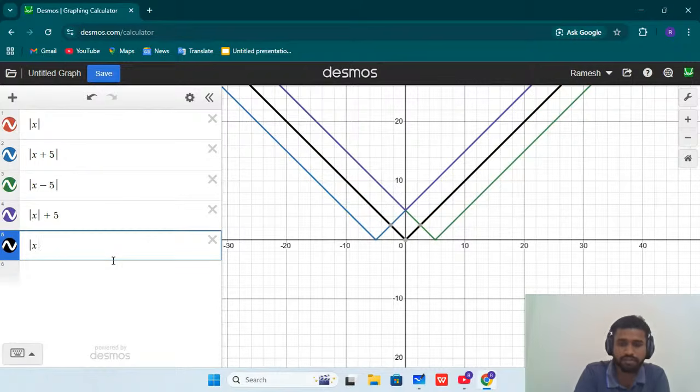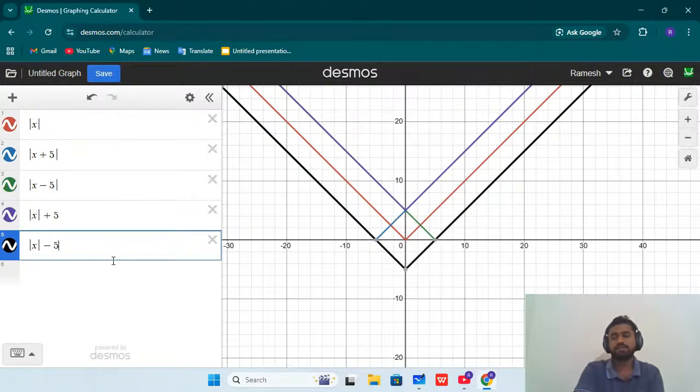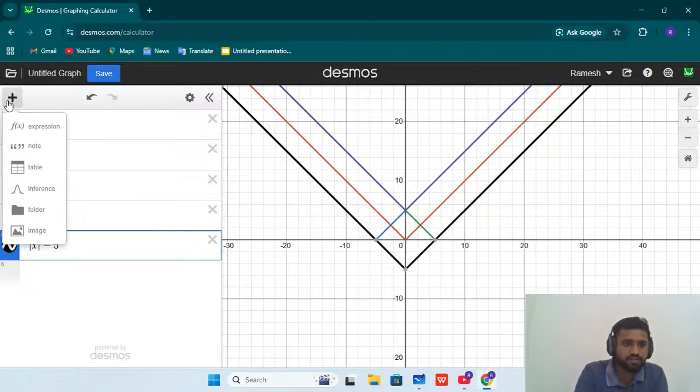So modulus of x minus 5 is black. Here, if you see this black graph, this is for modulus of x minus 5. And a lot of transformations we can do.